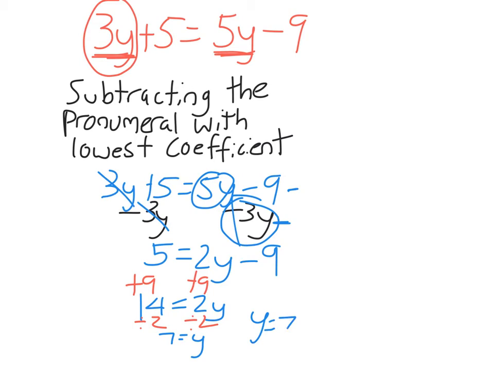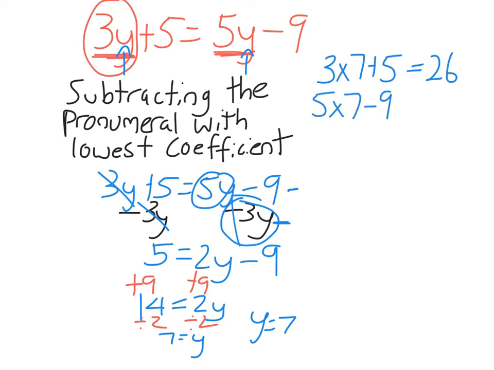Now I can check it again by substituting 7 here and here and seeing if I get a true statement. I can't substitute one of the y's for 2 and the other y for 5. I have to substitute y for the same number. So 3 times 7 plus 5, the left-hand side, is equal to 26. The right-hand side is 5 times 7, which is 35, minus 9, which is also 26. So I know that I've done the right thing.